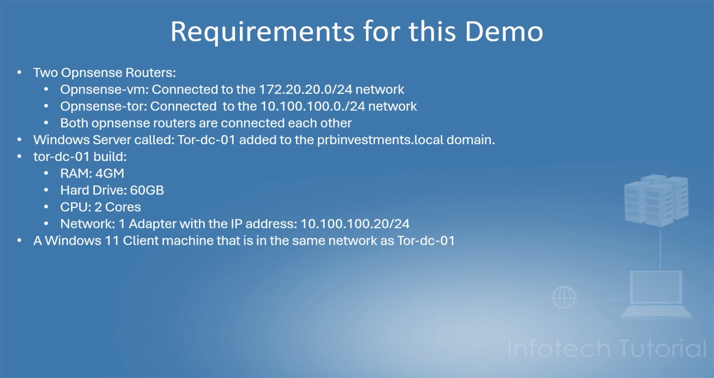So here is the current setup that I have. We have two OPNsense routers, one called OPNsense-VM and one called OPNsense-TOR. These routers are able to communicate with each other's network. A new domain controller called TOR-DC-01 connected to the OPNsense-TOR router with the IP address 10.100.100.20 with a /24 subnet. And we have a Windows 11 client machine that will be joining the new domain. Okay, so with that introduction out of the way, let's dive in.